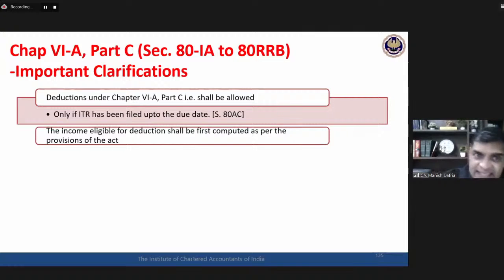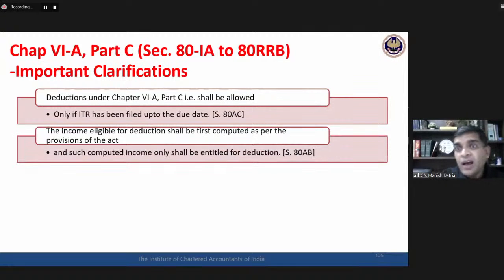Okay. Then the second requirement is this. We have covered earlier also that whatever is the income eligible for this deduction shall be first computed as per the provisions of the Act, and then this income only shall be entitled for this Part C deduction. Let me create a very interesting situation for you, a kind of tax planning. Now, I am an eligible startup. For 3 years, my income is 100% exempt. I want to claim this exemption in the first 3 years itself, or in any 3 years.